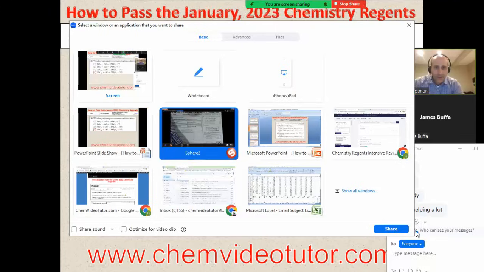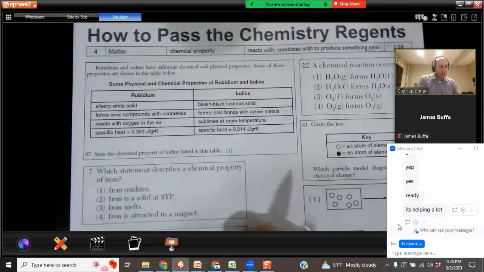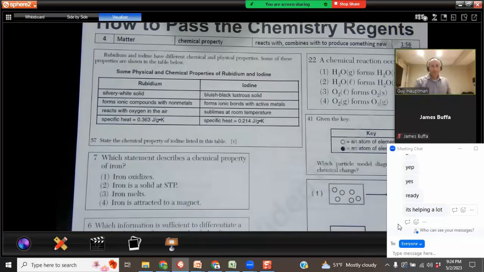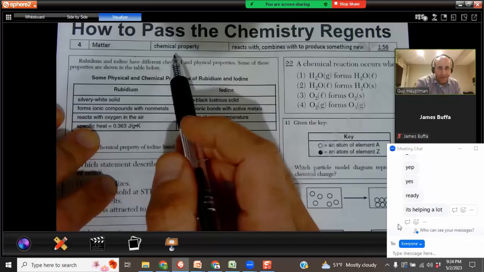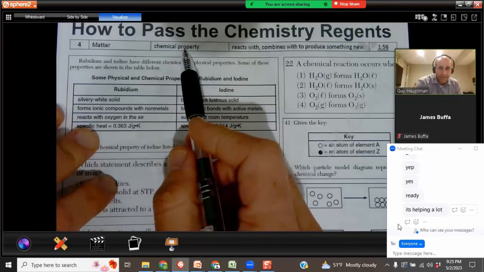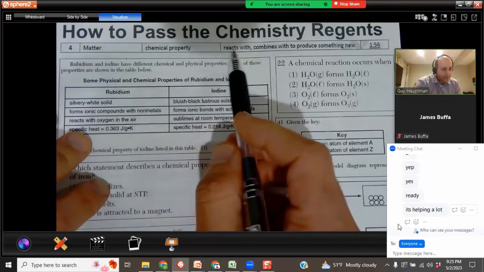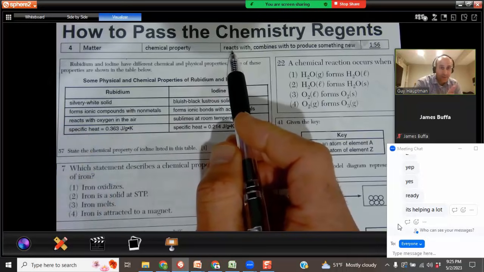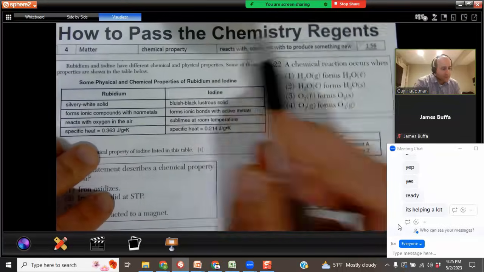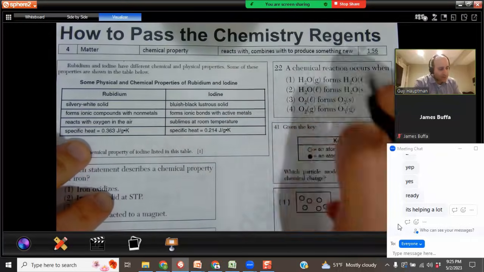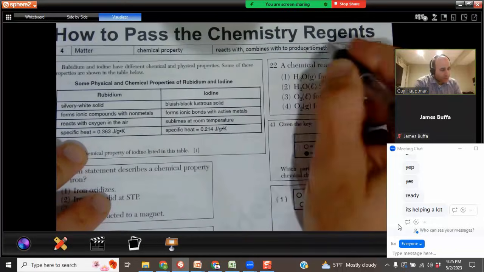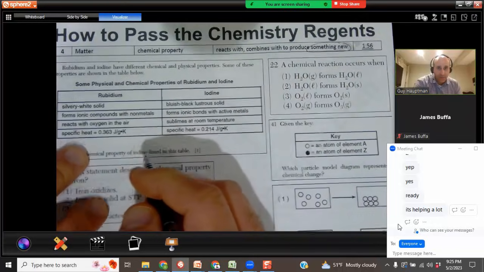And there we go. Now we're going to be on wave 4. Wave 4 is still on matter, and this whole session is going to be on matter. We have chemical property, which means the word react is usually a giveaway that it's a chemical property, when there's some kind of chemical reaction. Something's going to combine with something else to produce something new. The key with chemical is that something new is going to get produced.